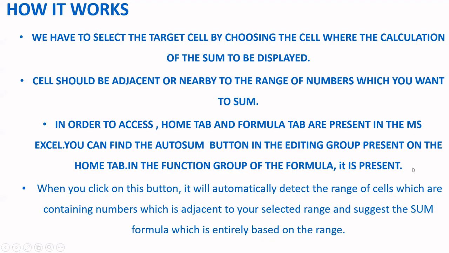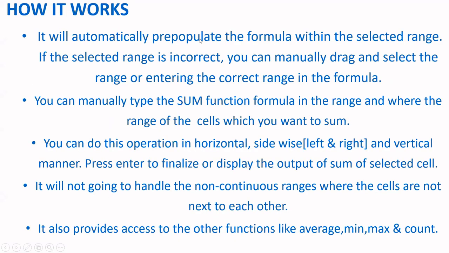When you click on this button, it will automatically detect the range of cells containing numbers adjacent to your selected cell, and suggest the sum formula based on that range. It will automatically pre-populate the formula. If the selected range is incorrect, you can manually drag and select the range or enter the correct range in the formula. You can also manually type the SUM function with the range of cells which you want to sum.